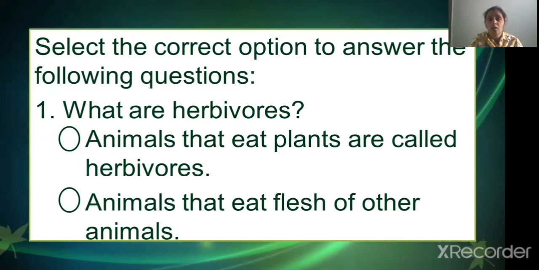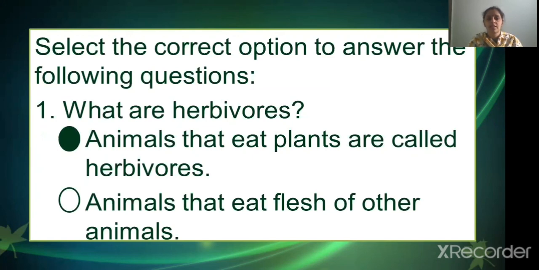The question is, what are herbivores? The answers given here are: animals that eat plants are called herbivores; animals that eat flesh of other animals are called herbivores. Now tell me, which one do you feel is the correct answer? Yes, animals that eat plants are called herbivores, right? We just now read that animals that eat plants are called herbivores. So let's click the first answer.